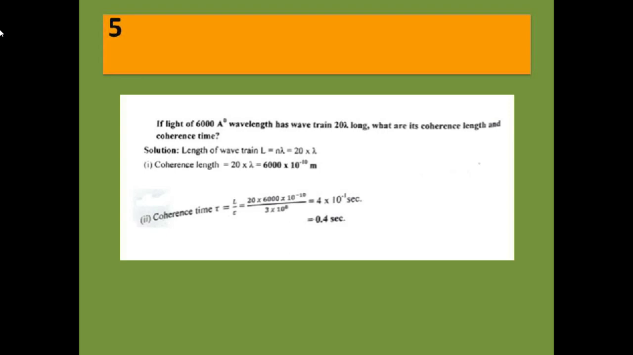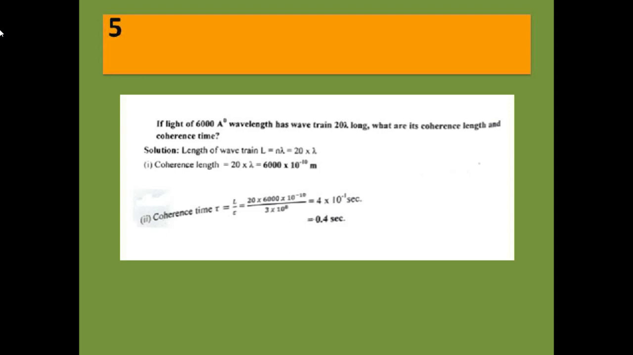If light of 6000 Angstrom wavelength has wave train 20 lambda long, what are its coherence length and coherence time? So length of the train is L is equal to n times lambda, which they gave you 20 into lambda. So coherence length is equal to 20 into lambda. So when you will do 20 into 6000 into 10 to the power minus 10 meters, when you solve that you will get the coherence length.